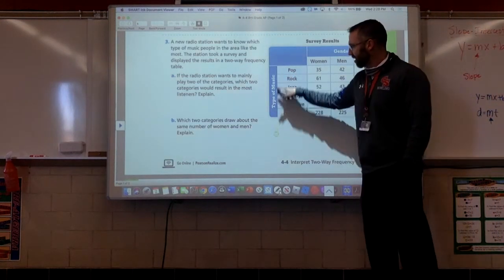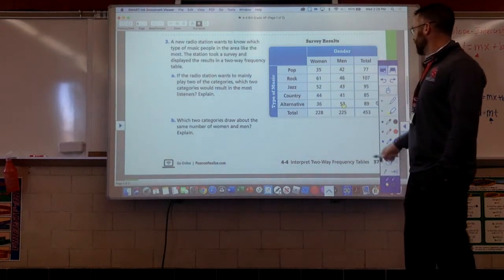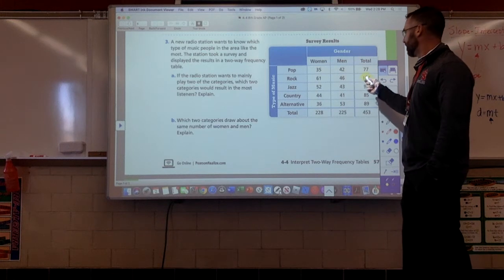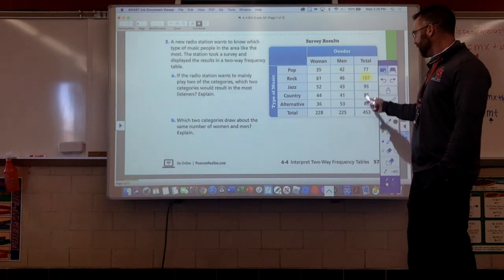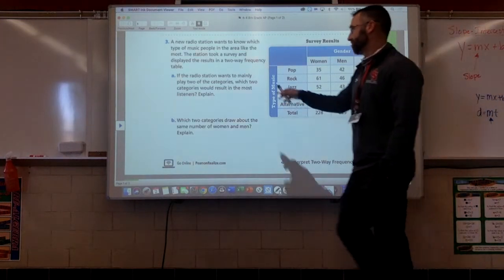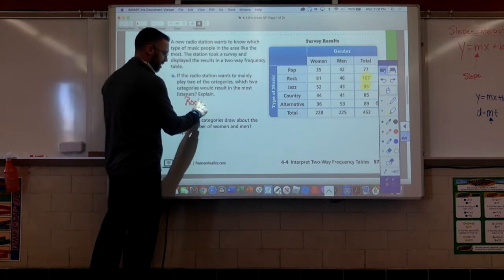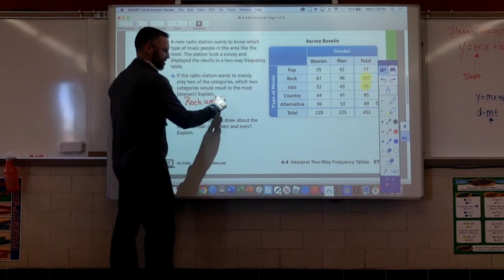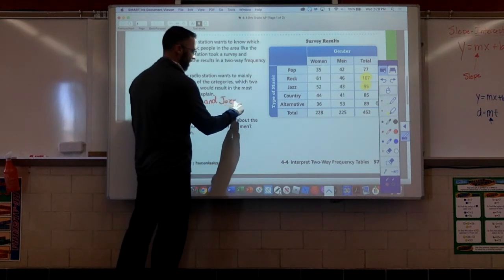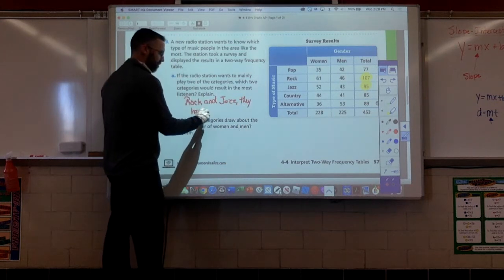Now we want the most number of listeners in the categories. So categories are in our rows. Let's look. Which one has the most? Well, rock, definitely some rock. And it looks like jazz is the next. So which two? Rock and jazz. Why? They have the most listeners.